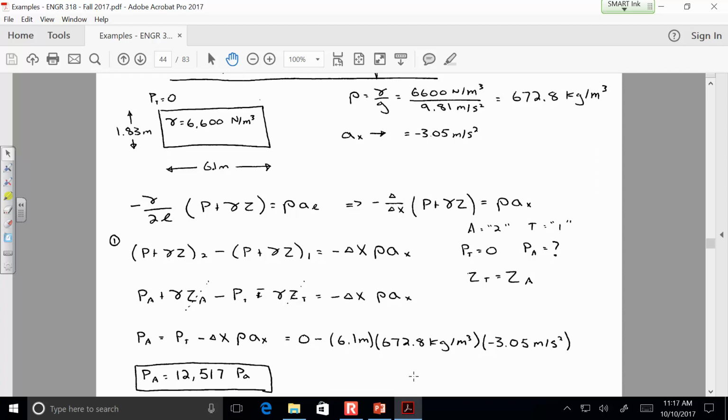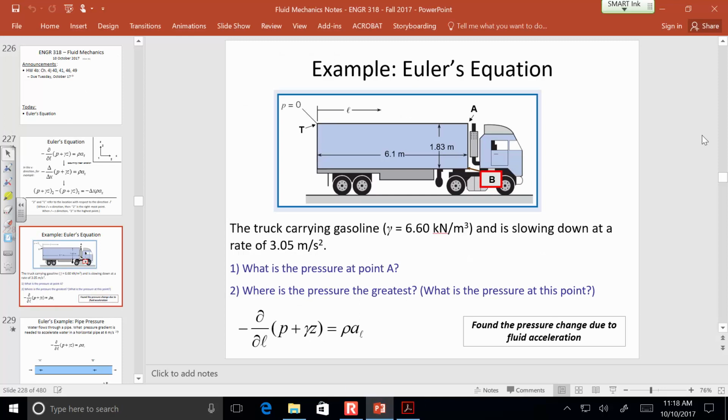Any questions about that first part? The key things that I'll reiterate is how important it is to get the right location 2 versus the correct location 1, and then also interpreting the sign of the acceleration. And it's implied that this truck was driving to the right, but I suppose it could have been driving, maybe it was backing up and it's slowing down as it's backing up, but that's not what it was. All right, so where is the pressure the greatest?